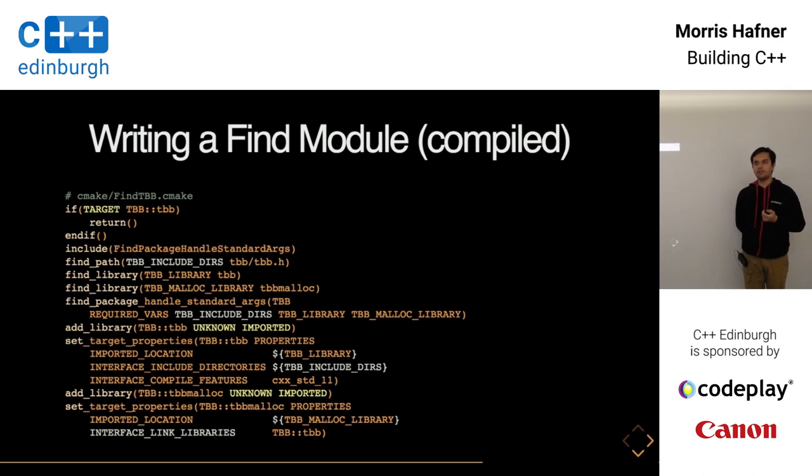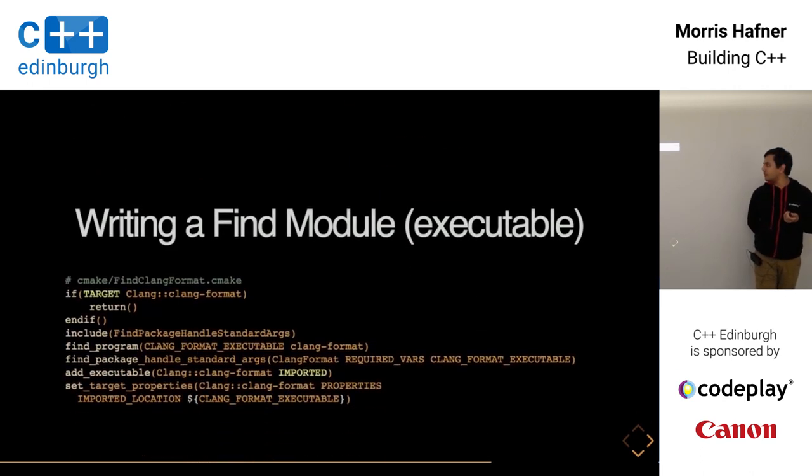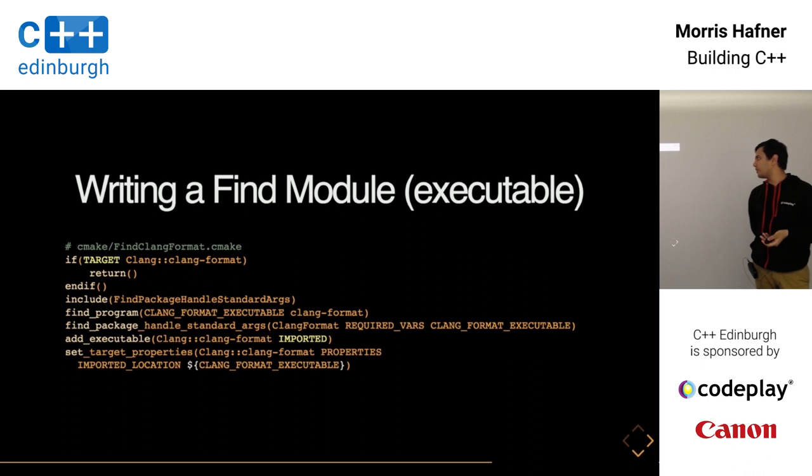Everything clear? OK. This also works for executables. As an example here, I have clang-format. I should add that this is an example. Clang exports a config file. You usually don't have to write something like this. You just say find_package(Clang) and then call clang-format. That's just this thing here in your scripts, and you should be fine unless you have a broken distribution package, in which case you may have to write this regardless.